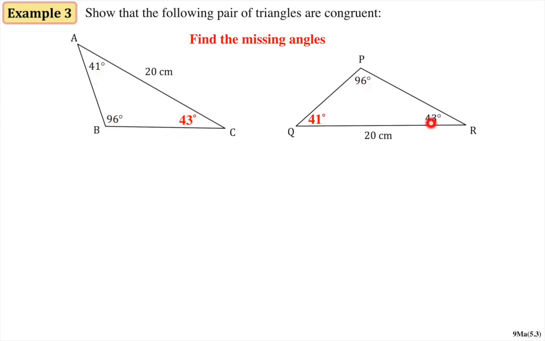If I look at this 96 and 43, and I add them up, they add up to 139. Take 139 away from 180, and there's a 41. Now, I didn't show the working out for how I got those missing angles.